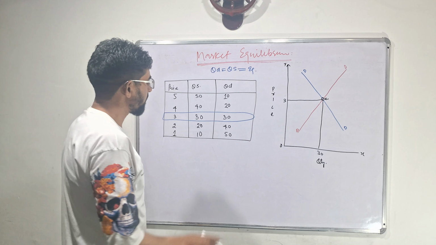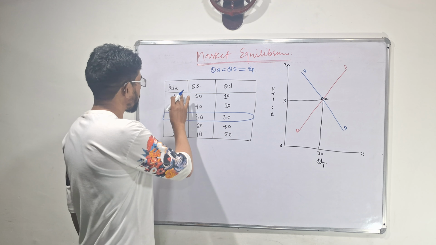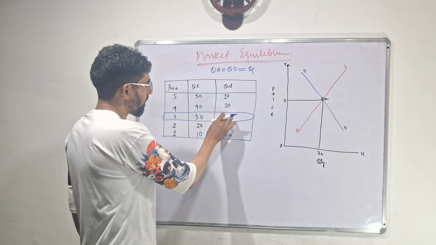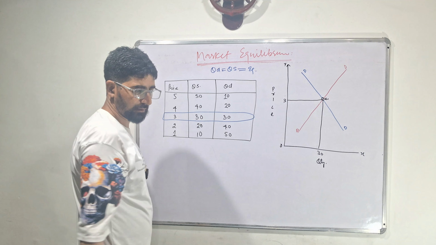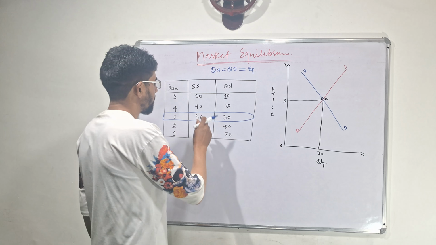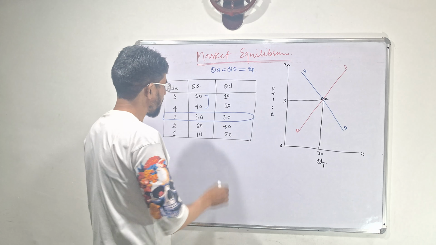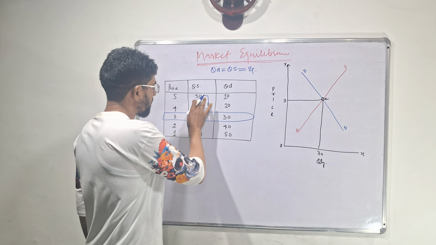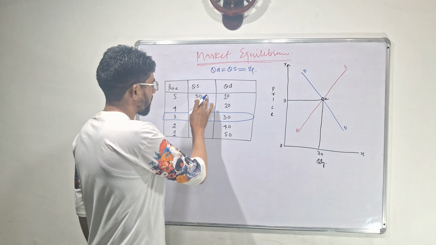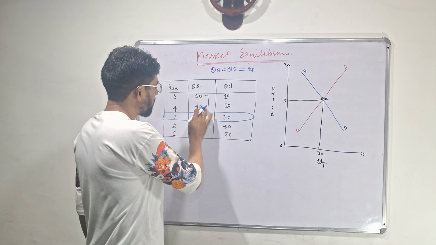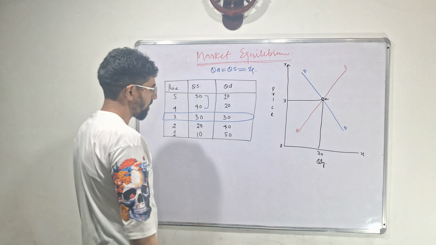Now today I am going to take up a concept. If price increases above 3 to 5, quantity demand declines from 30 to 10, and quantity supply increases from 30 to 50. What will happen? As I told you yesterday, this we call excess supply. Why do we call this excess supply? Supply is 50 units, quantity demand is 10. Supply is more than quantity demanded. That is why I am telling you it is excess supply. 40 is more than 20. This we call excess supply.